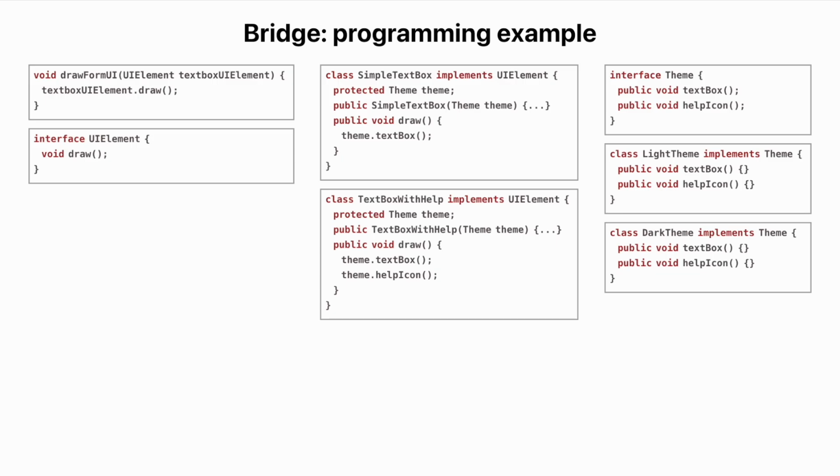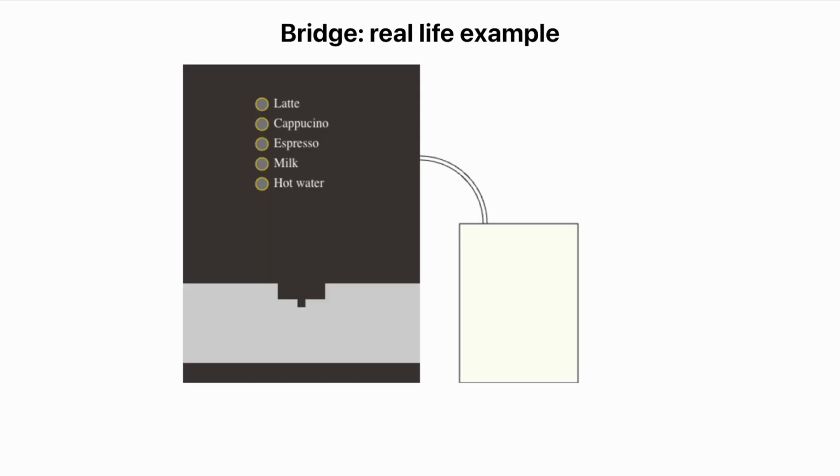Now, instead of introducing subclasses for each variation of subclasses, like light simple text box, dark simple text box, which will lead to creation of many subclasses as the number of UI elements and its variations increases, we create a separate object hierarchy for theme and we can pass the reference of a concrete theme to the UI element hierarchy.